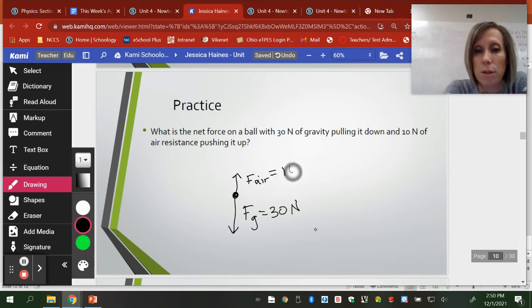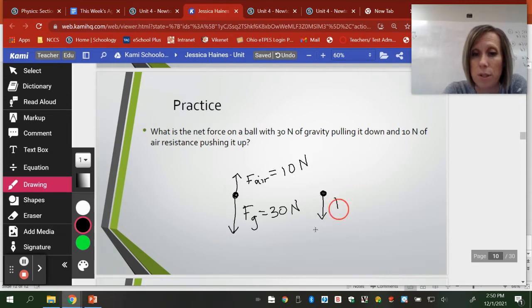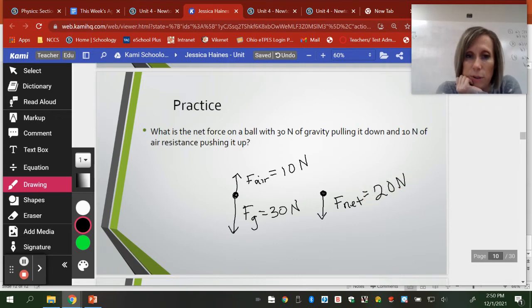That is 10 newtons. Because if you see that one arrow is bigger than the other, then you know overall the net force, because we're going to draw our second thing. We know that because the downward arrow is larger than the upward arrow, overall we're going to have a net force of 20 newtons downward. So it says, what is the net force? Oh, we did it already. What is the net force on a ball with 30 newtons of gravity pulling down, 10 newtons of air resistance pushing up? Well, the overall net force is 20 newtons downward.